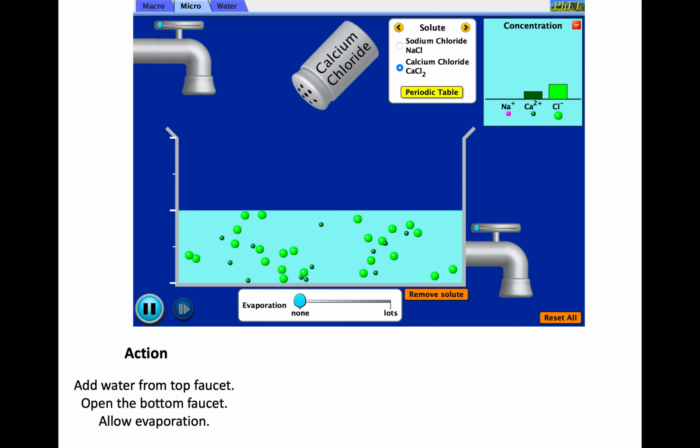Now within the simulation, there are various actions that we can do. We could add water from the top faucet, open the bottom faucet, or allow evaporation. What could happen to the concentration of the solute? Well, I think we have three options. It could increase, there could be no change, or it could decrease.